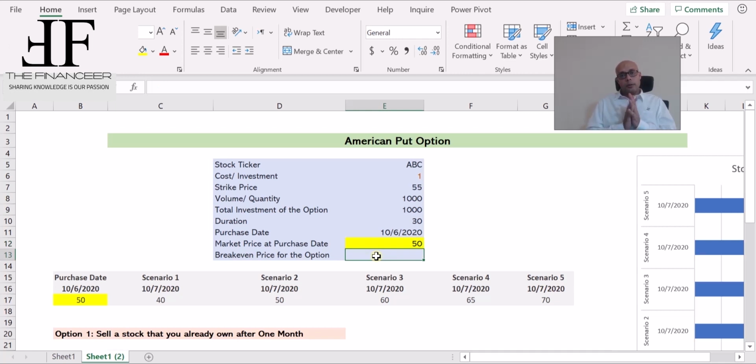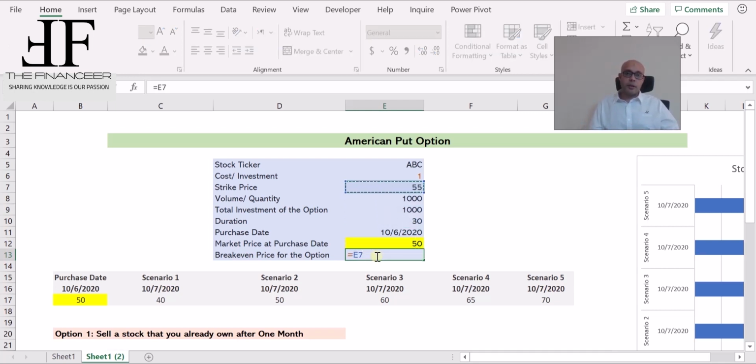Now, the given information has been finished, and we need to start analyzing and understanding the put option. The first thing that we need to do is to calculate something called the break-even price. Break-even price, this is the price at which you are going to start achieving some gains. Let's understand how to calculate it, and let's understand the meaning. The break-even price is the exercise price that you are going to receive if you exercise the option minus the cost that you already paid.